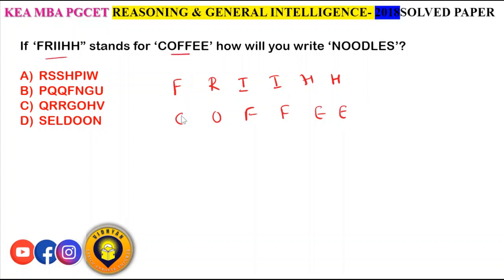Okay, so now if I see here, from C if you look, DEF, that is plus 3, you get F. From O, PQR, plus 3 is R. From F, GHI, again plus 3 is I. From F again plus 3 is I. From E, FGH, plus 3 is H. Correct? Now how will you write noodles?